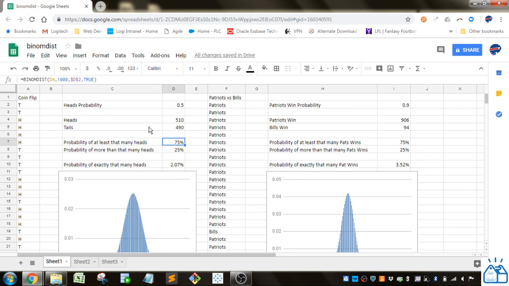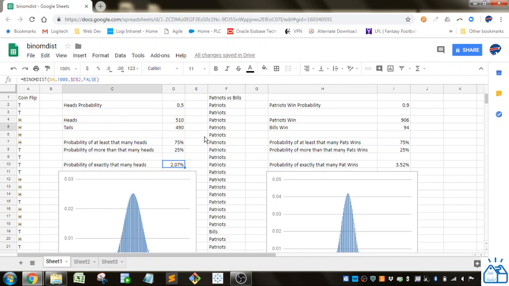Now, if we're instead interested in the probability of getting exactly that many heads in a simulation, so what's the probability that we're going to get exactly 510 heads? Not 509, not 511, exactly 510 heads. That probability is 2.07%, and you can calculate that with the BINOM.DIST function, and instead of putting true for the cumulative, just put in false.